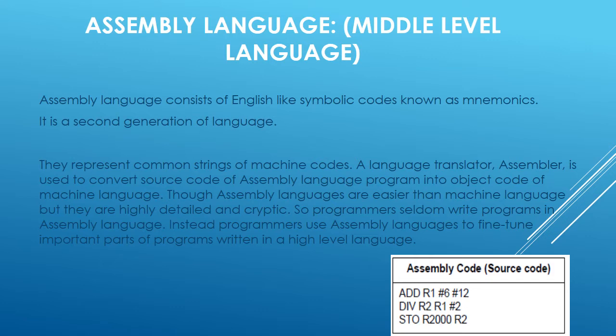Here you can see in the diagram what assembly language code looks like. For instance, if we have to add two numbers, there is a command that will be used, ADD R1 #6 #12. It means 6 will be added with 12 and the result will be stored in the register R1. Similarly, for division, there is another command, DIV R2 R1 #2. To store something, there is an instruction STO. So basically there are operation codes for different instructions. This is a machine dependent language. So a program written on one machine cannot be run or executed on another machine.